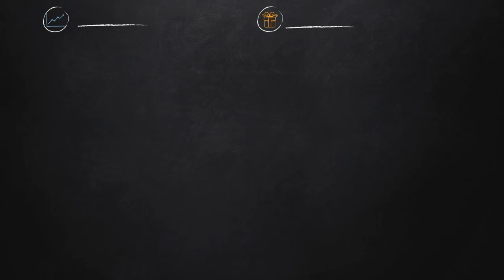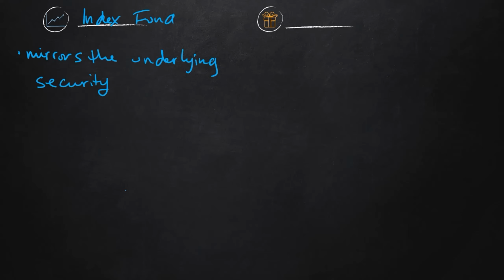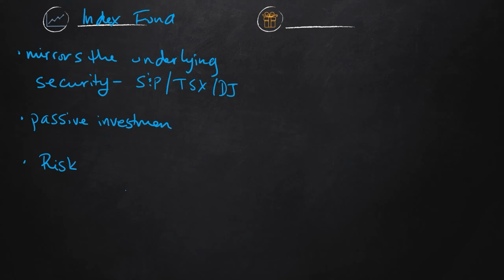Next, we're going to go through the segregated fund, the index fund. The index fund mirrors the underlying security. So whether it's the S&P, the TSX, or the Dow Jones, what's important to remember is this is a passive investment. And so the growth 100% depends on whatever that underlying security is that the index fund is following. So this is really for investors who are looking to follow an index. They are looking for passive growth, so not a lot of activity. There's a lot of transparency as well, because they can see this index and what's happening on a daily basis.